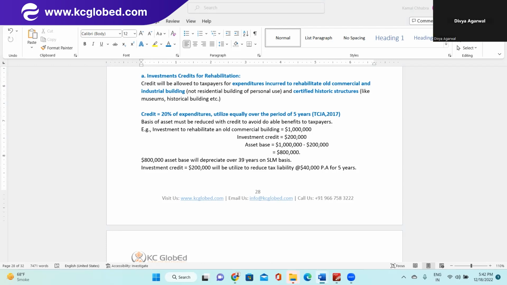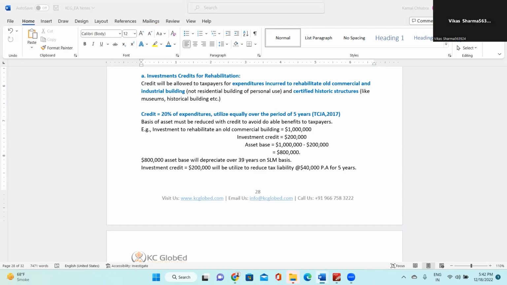20% of the expenditure. Yeah, no, I'm asking Vikas: how much is the investment credit? 20%, sir. Credit is 20% of the expenditure, utilized equally over the period of 5 years. So what kind of investment expenditure is eligible for rehabilitation credit? Sir, expenditures incurred to rehabilitate old commercial industrial buildings as well as certified historic structures.